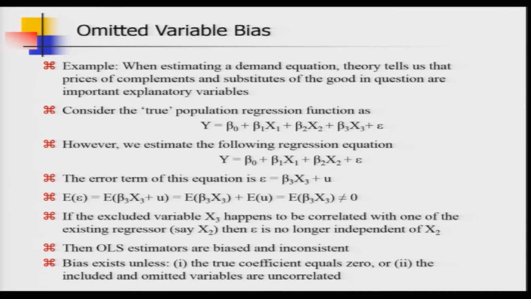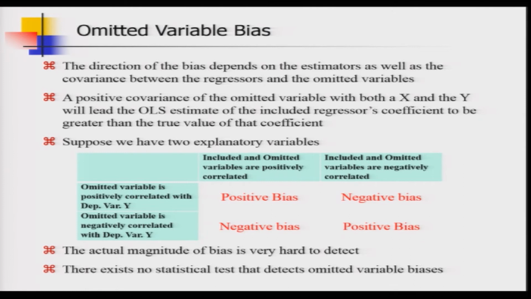Now, bias exists unless we are very lucky. We could be extremely lucky, so that although we have forgotten to incorporate one relevant variable, our regression results are not plagued by bias. For that, we have to see two good things happening to us. The first good thing is that the true coefficient should be equal to 0, and the included and the omitted variables are uncorrelated.